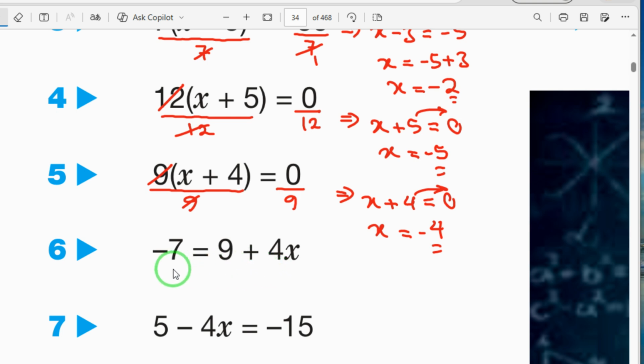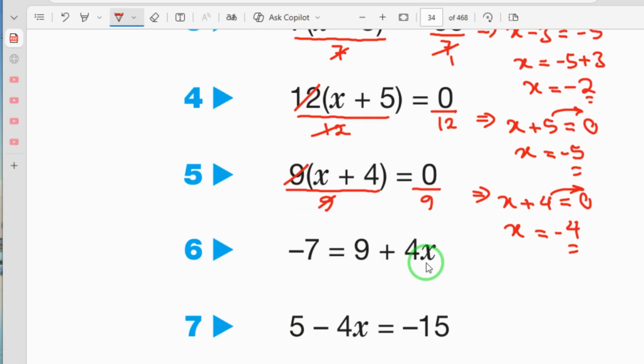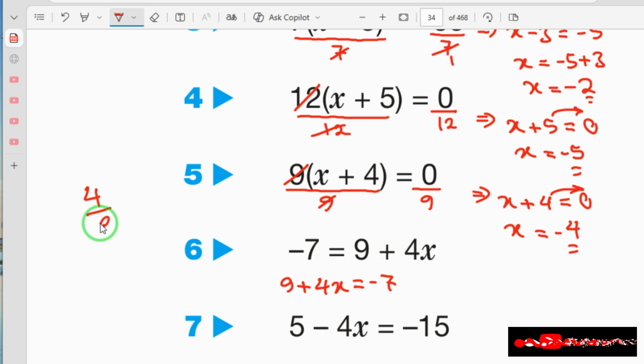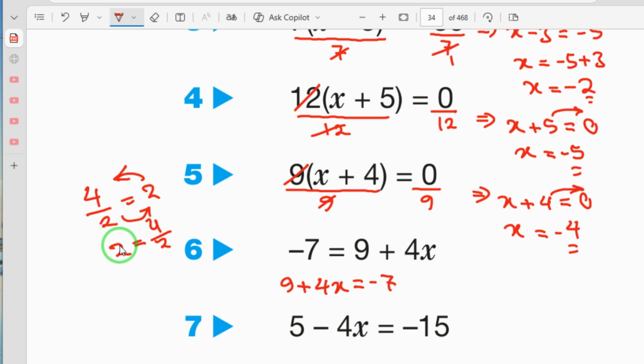Question number 6, first we write like this, 9 plus 4x equal to minus 7. It means we change the place of two sides. There's no change. For example, if you have 4 divided by 2 give us equal to 2, we can write as well 2 is equal to 4 over 2. There is no change. You can change the place of two sides of the equation with no difference. So I just write this for the right side to the left side, the left side to the right side.